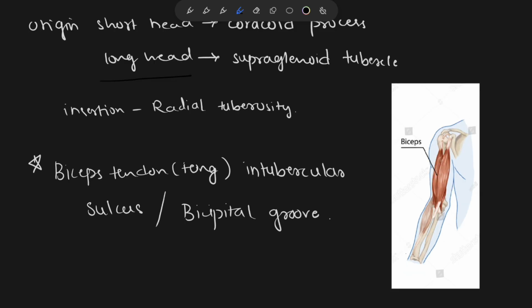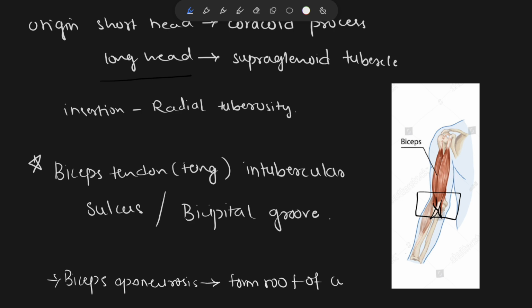One more thing to add: these are forming tendons and these are forming aponeurosis. They are the biceps aponeurosis, and they are forming the roof of the cubital fossa. We know that this area has our cubital fossa, and this aponeurosis will form the roof of it. Have a note: biceps aponeurosis will form the roof of the cubital fossa. Okay.